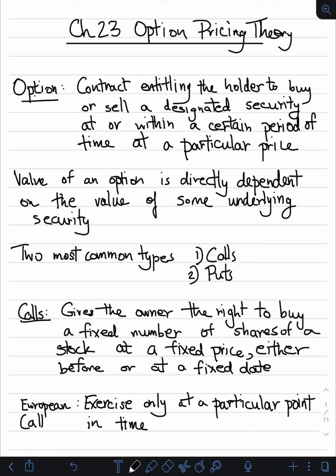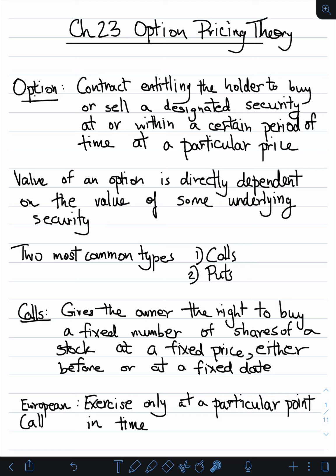What is an option? An option is a contract that entitles the holder to buy or sell a designated security at a certain point of time at a particular price. So the value of the option depends directly upon the underlying asset. If it was an option on a stock, the value of the option would depend upon how the actual stock price moved, and that would govern what the option is doing as well.